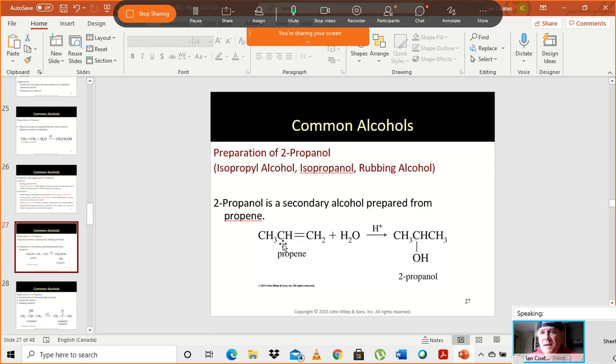Here's an example of preparing 2-propanol. Well, how do we get that hydroxyl group onto the number 2 carbon? Right here, you have to have propene. It's the opposite of the dehydration. You're adding a water to it, and then this double bond breaks, and a hydroxyl group will go on the end. Another hydrogen will come up here. You may need this slide for the assignment. This one right here.